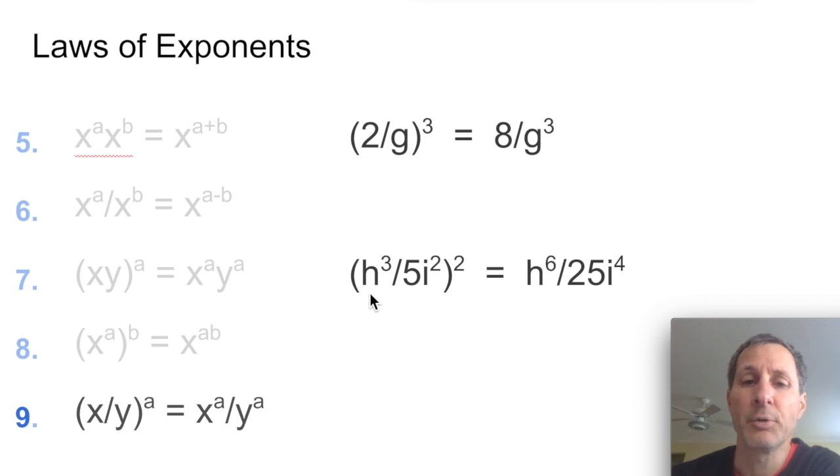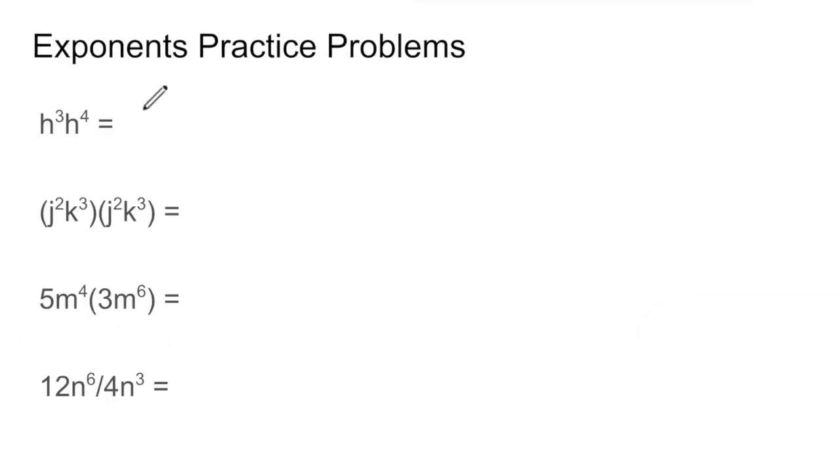In the second example, we have an h cubed on top. And when we square that, well, we multiply those exponents, becomes h to the 6th power. The denominator, well, 5 raised to the 2 power becomes 25. And i squared raised to the 2 power becomes i to the 4th because we multiply those exponents. So those are our 9 laws of exponents. We'll walk through some sample problems just so you can see how to apply those to solve some problems.